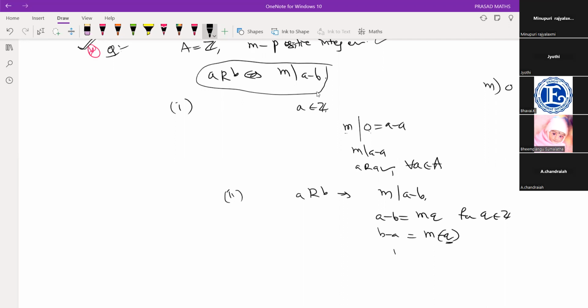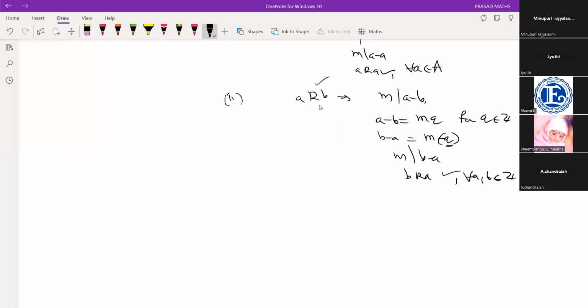So M divides B minus A. Therefore, M divides B minus A means what? By definition, B is related to A. So we start the proof by taking A is related to B, and we end up with B is related to A. This is true for any two elements that you consider in integers. Right? Therefore, it is symmetric.